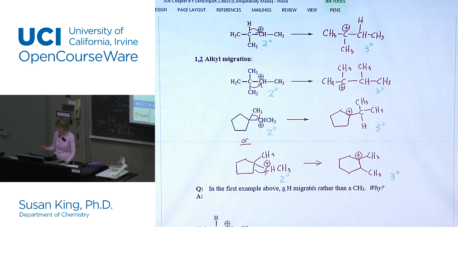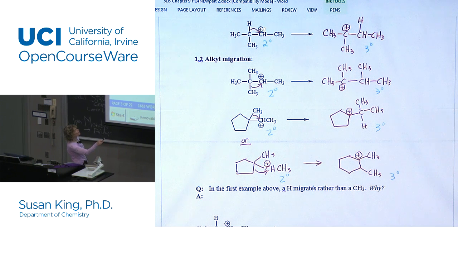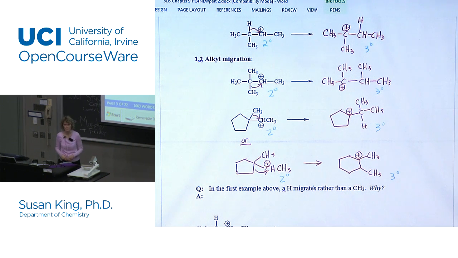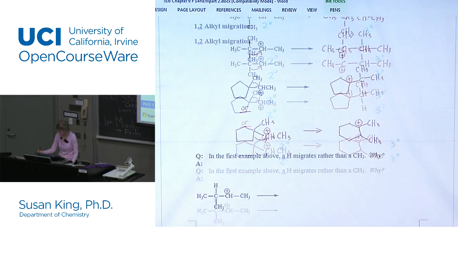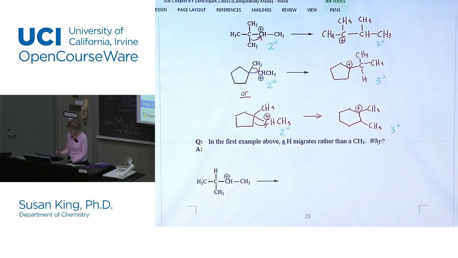Okay. So the other question that I get is, in this first example, why did we migrate a hydrogen? How do we know we don't migrate a carbon? So let me show you what I'm talking about. We migrated a hydrogen. How are we supposed to know that a methyl doesn't migrate? Well, let's answer that. I'm going to show that at the very end of this page. Let's try having a methyl migrate instead. We're going to go here.